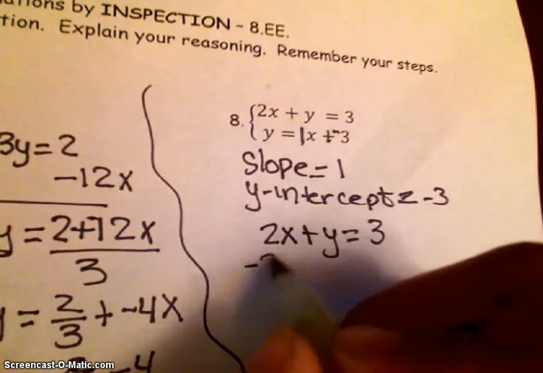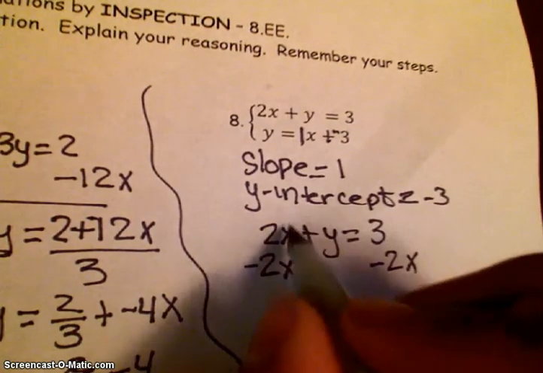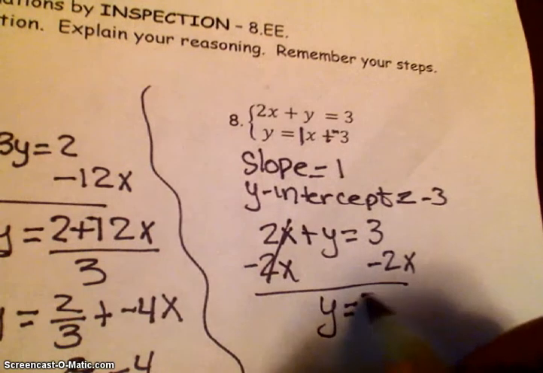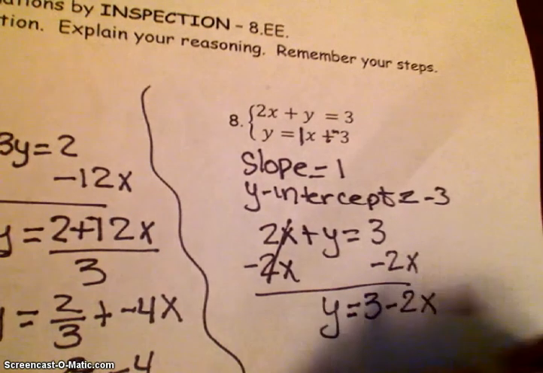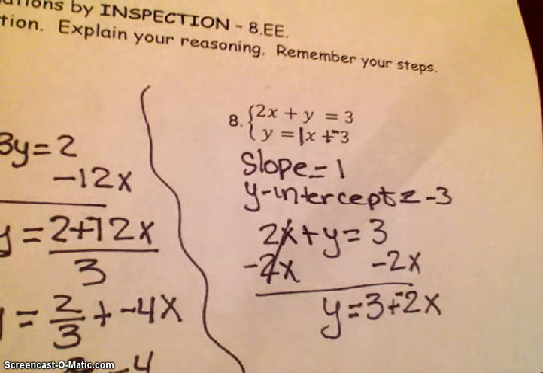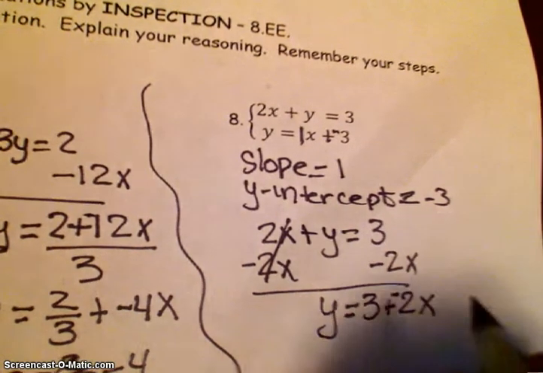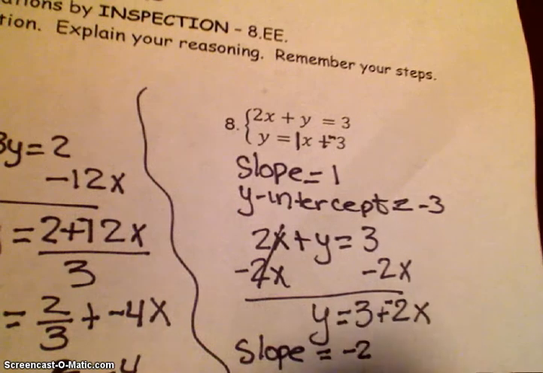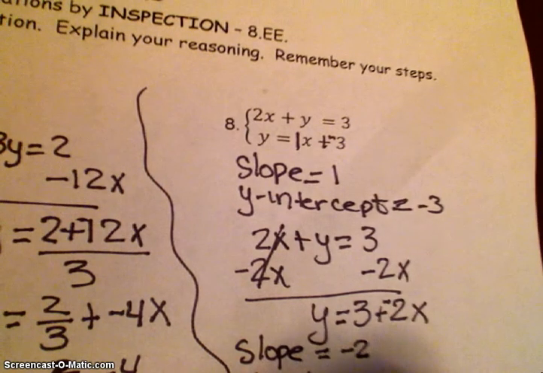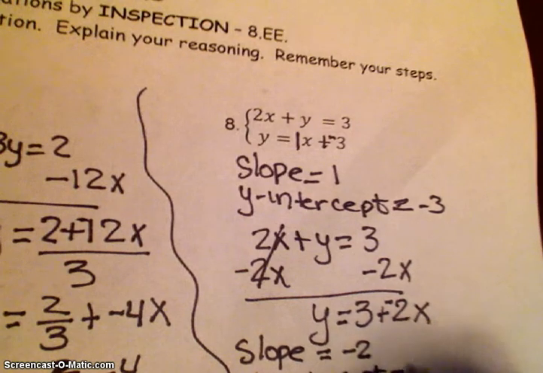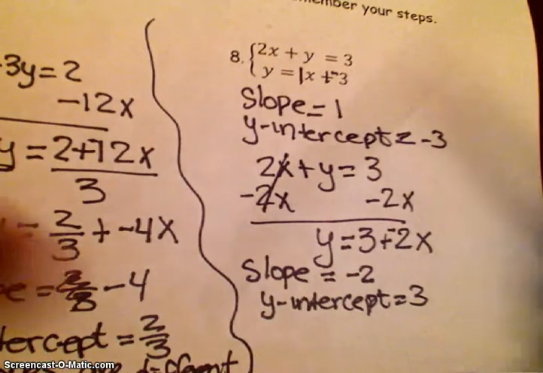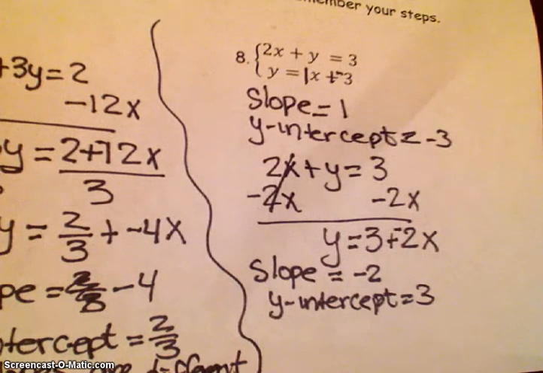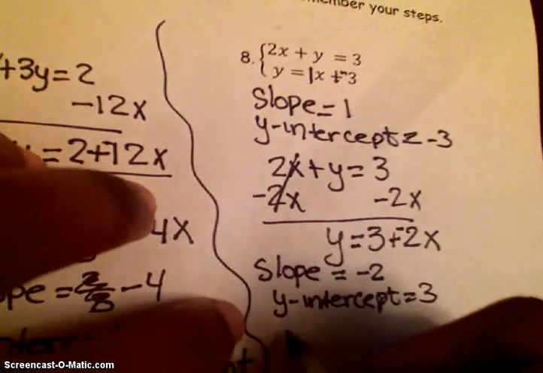In order to do that, I have to subtract 2x from both sides. 2x minus 2x simplifies to be 0. 0 plus y is y equals 3 minus 2x. I'm going to change that minus to add the opposite. Okay, so that tells me that my slope is equal to -2. My y-intercept is equal to 3. So if I compare, starting with my slopes, I have a slope of 1 and a slope of -2. They're different, so I don't need to go any further. Different slopes mean I have one solution because the slopes are different.